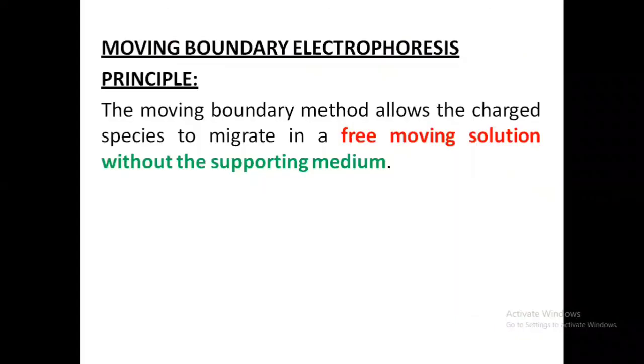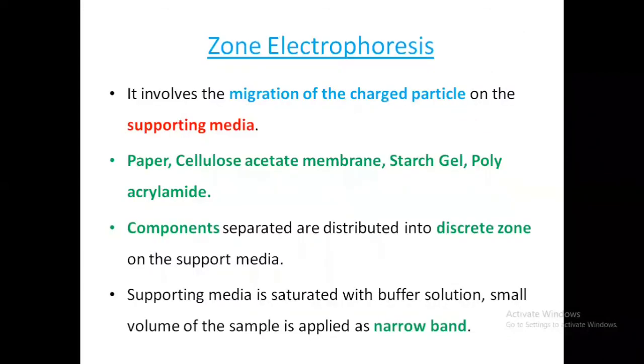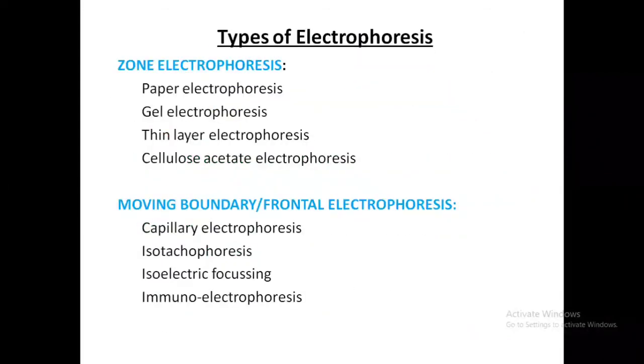Under zone electrophoresis we have different types like paper, gel, thin layer, and cellulose acetate electrophoresis. Under moving boundary we have capillary electrophoresis, isotachophoresis, isoelectric focusing, and immunoelectrophoresis. In the next class we will see in detail what paper, gel, and thin layer electrophoresis mean, one by one. I hope you understand. Very, very important. Now I am going to ask questions.